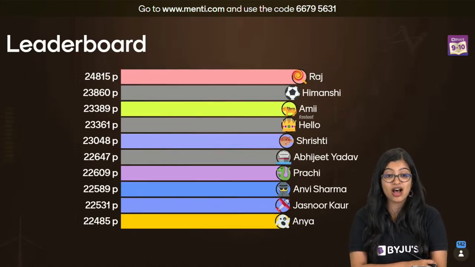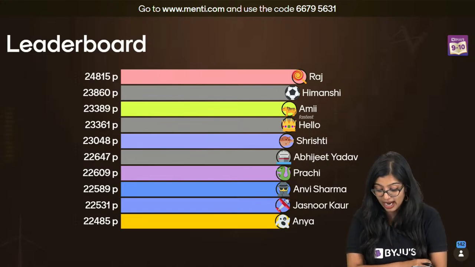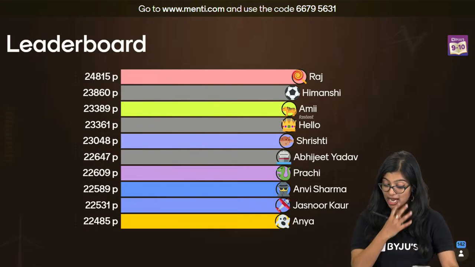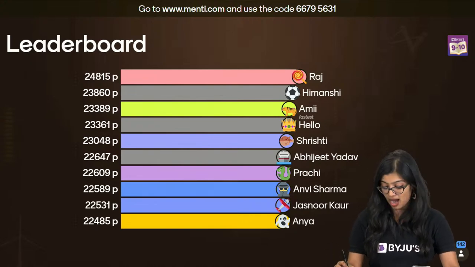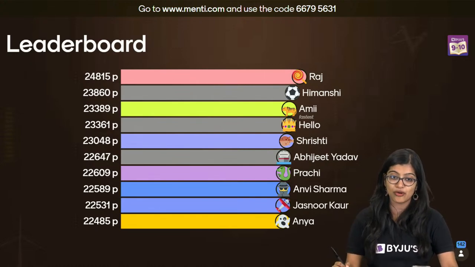Okay, so with this, of course, we see that there has been quite a bit of change. I can see Raj, Himanshi, Ami, who's been the fastest. Hello, Shrishti, Abhijit, Prachi, Anvi, Jasnoor, and Anya. So well done, all of you. Well done. Very proud of all of you.